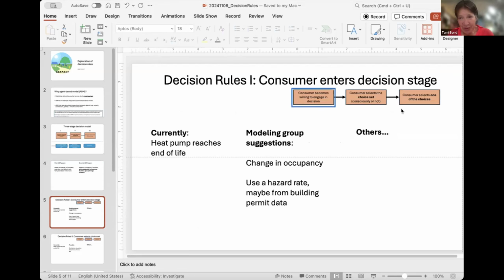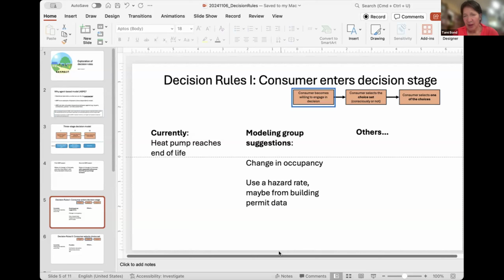Okay. So the first decision rule is that the consumer enters the decision stage. I am deciding that I'm going to replace something this year. Currently, it is the equipment reaching the end of life, not just the heat pump, it's a furnace or heating system. That's misstated. On Wednesday, the modeling group suggested that Christina was seeing that happens during a change in occupancy. We talked about using some of Ryan's permit data to get a hazard rate. And so that's on the table.